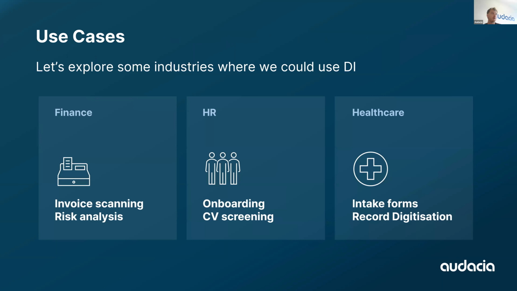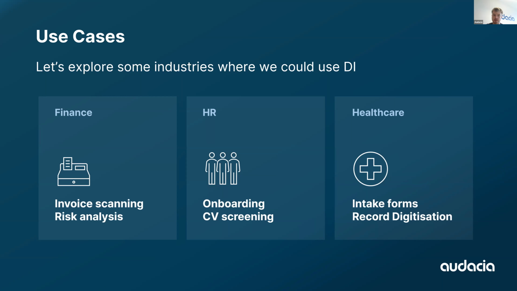Cool. So, moving on to a couple of the use cases that we've got. I mentioned finance and HR, but I'm also going to look at healthcare. In finance, we can use Document Intelligence for invoice scanning. You might have a large amount of invoices that people are sending you. You can use this to process those invoices, get the line items, get the totals, and then integrate that with potentially a finance system to pay people.